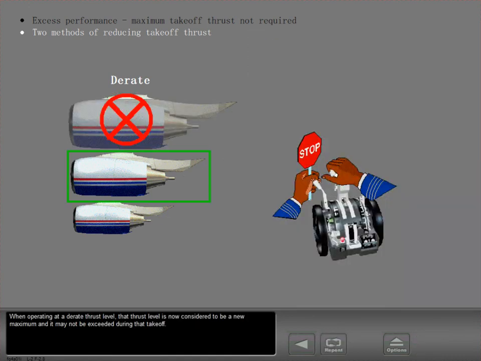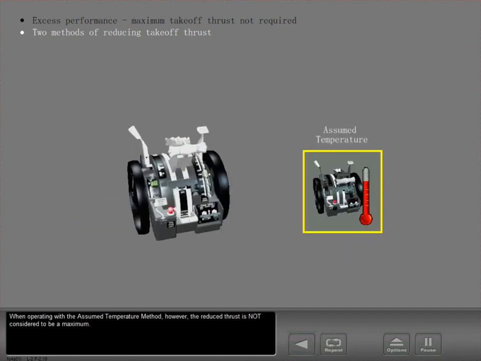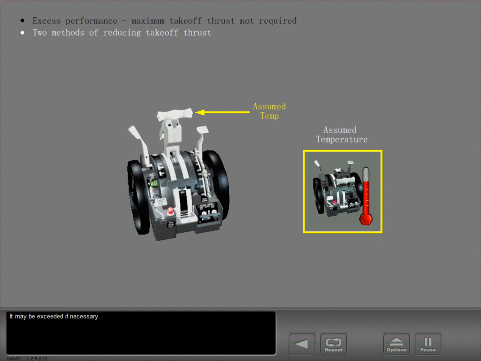When operating at a derate thrust level, that thrust level is now considered to be a new maximum, and it may not be exceeded during that takeoff. When operating with the assumed temperature method, however, the reduced thrust is not considered to be a maximum. It may be exceeded if necessary.